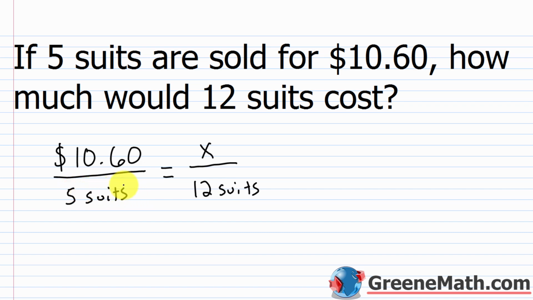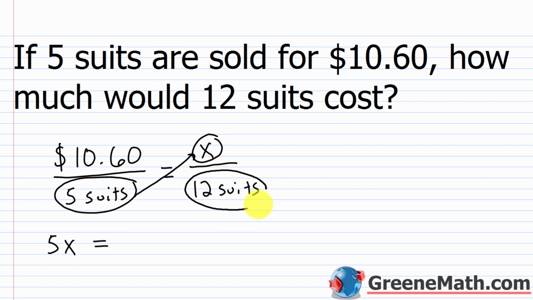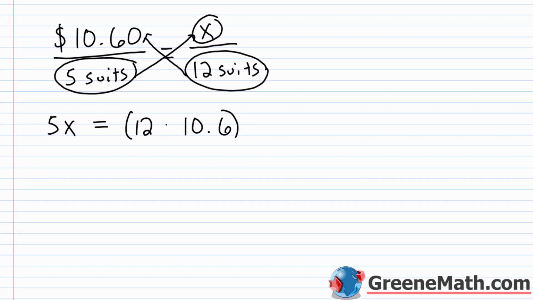So I'm going to multiply this times this. And when you work with a rate, remember you have all these different units that are going on. You just need to worry about the number part. So I'm just going to multiply 5 times x. I don't need to write suits in there. I'm just going to write 5 times x or 5x. And I'm going to set this equal to, we have 12 suits, and I'm multiplying this by $10.60. Again, don't worry about the units. So I'm just going to multiply 12 times 10.6. You can put 10.60 or just 10.6. It's the same value.